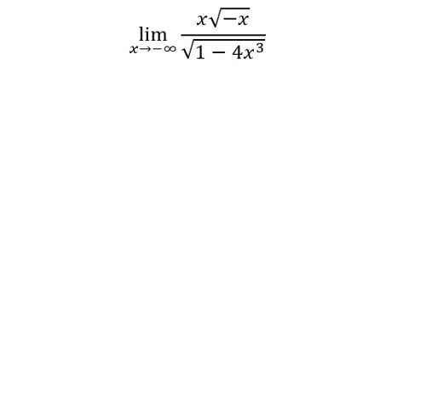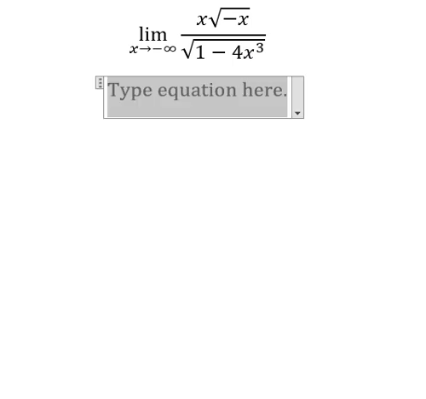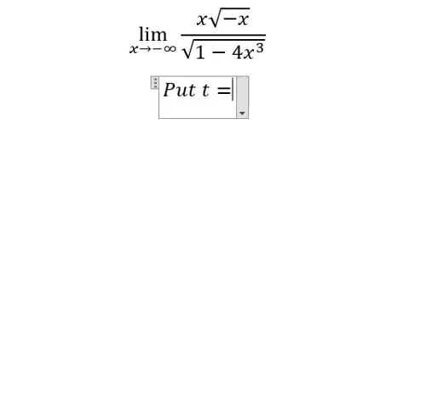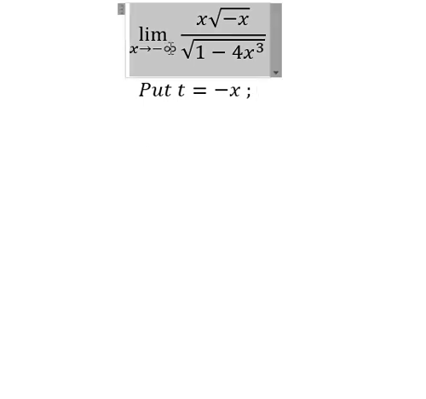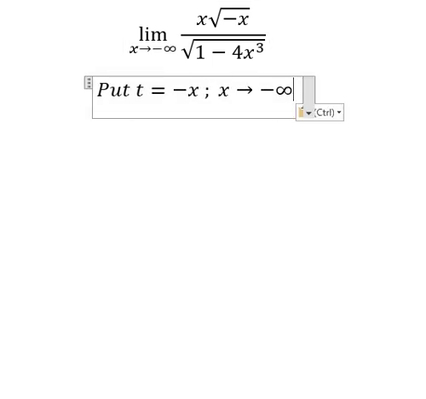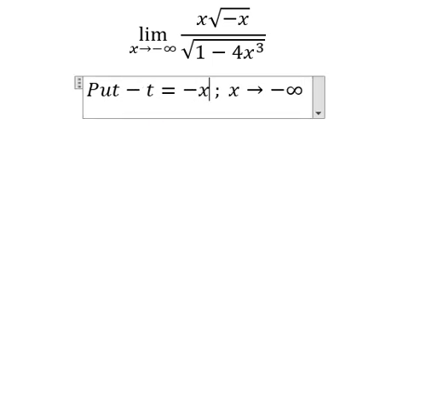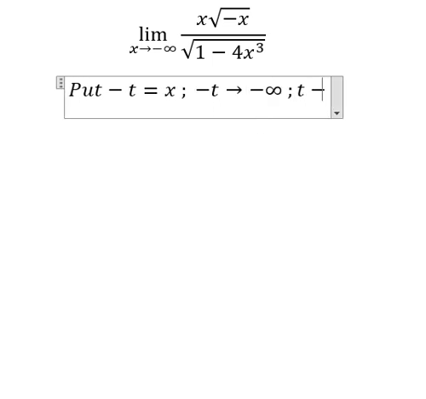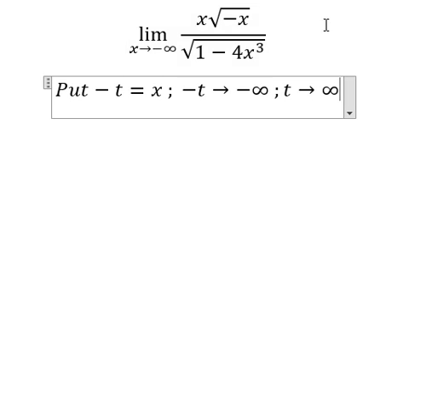Now I want to show you how to answer. We need to put t equals negative s. We know that s approaches negative infinity, so I will put the negative sign in here. We put negative t to replace s. Negative and negative, we simplify both sides. So t approaches positive infinity.